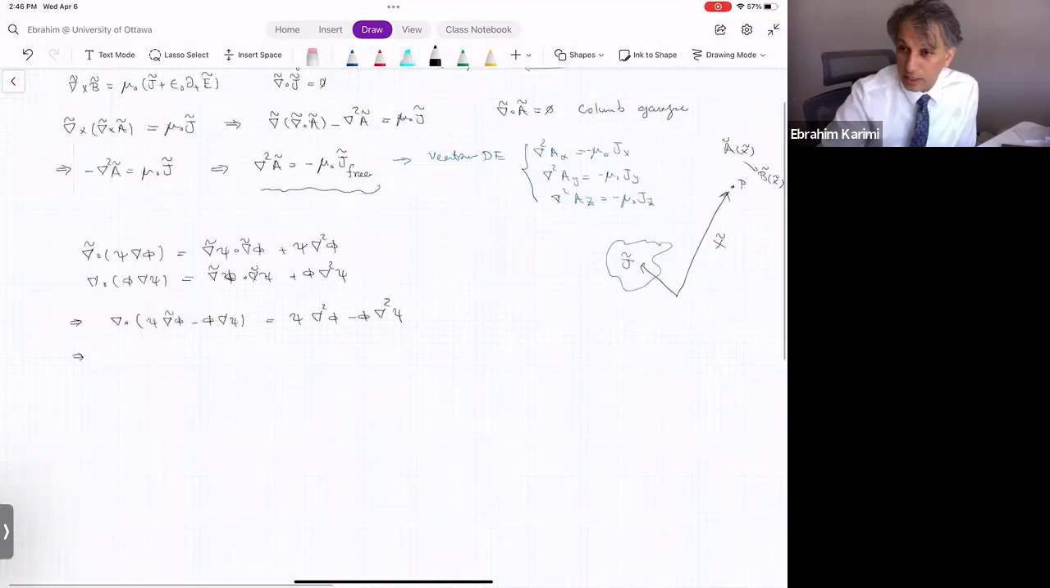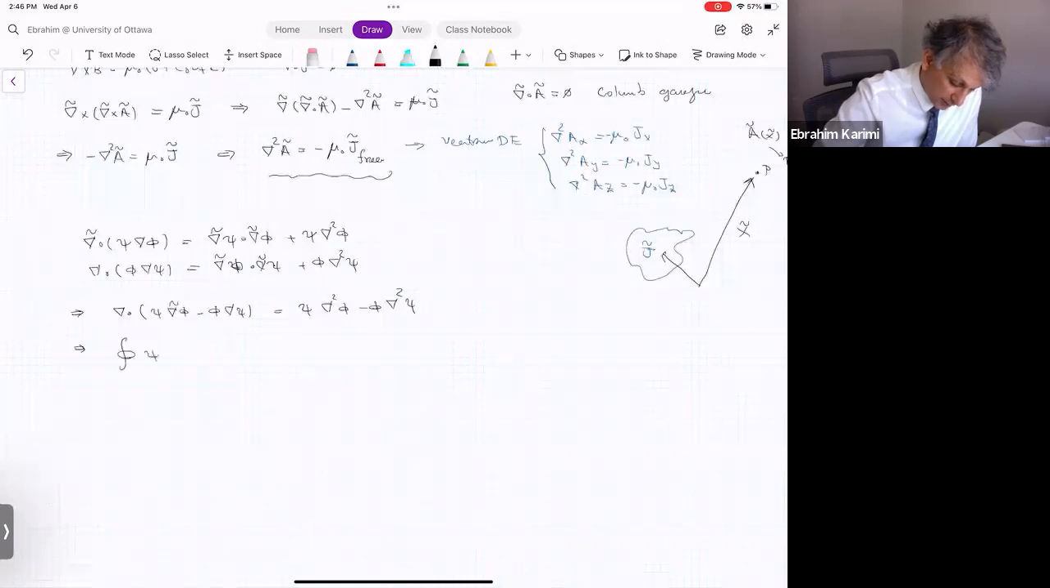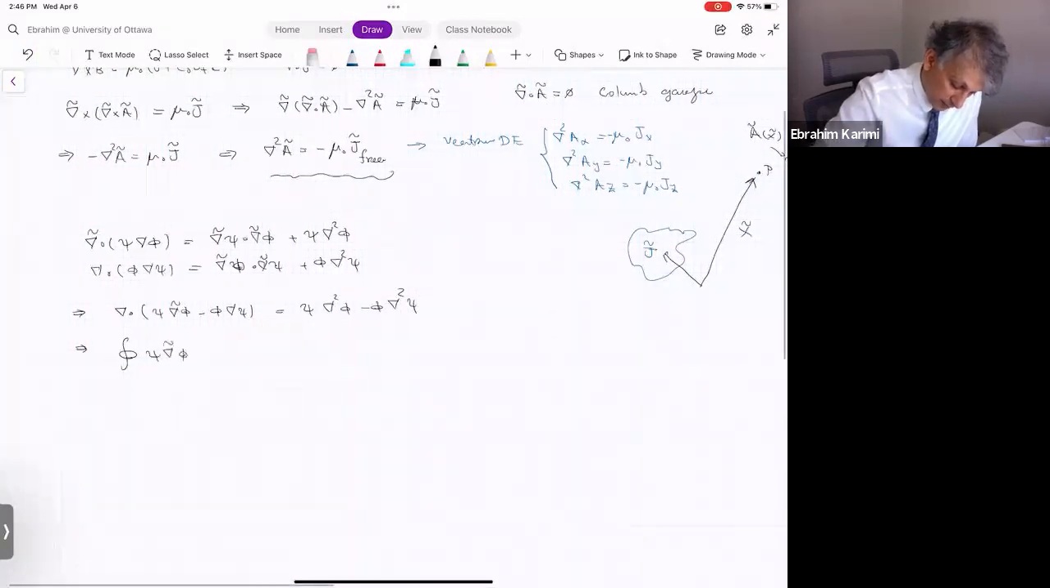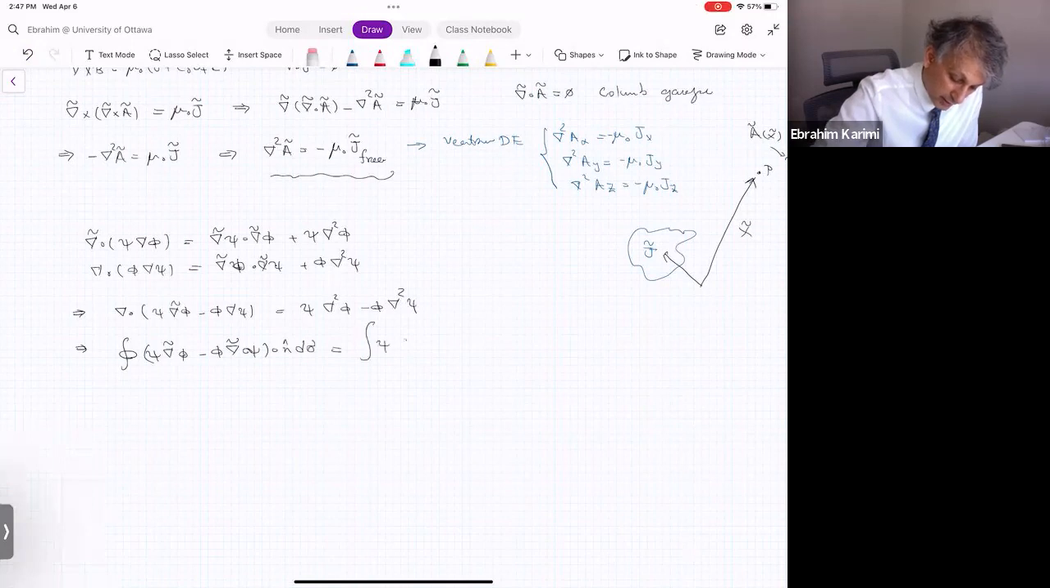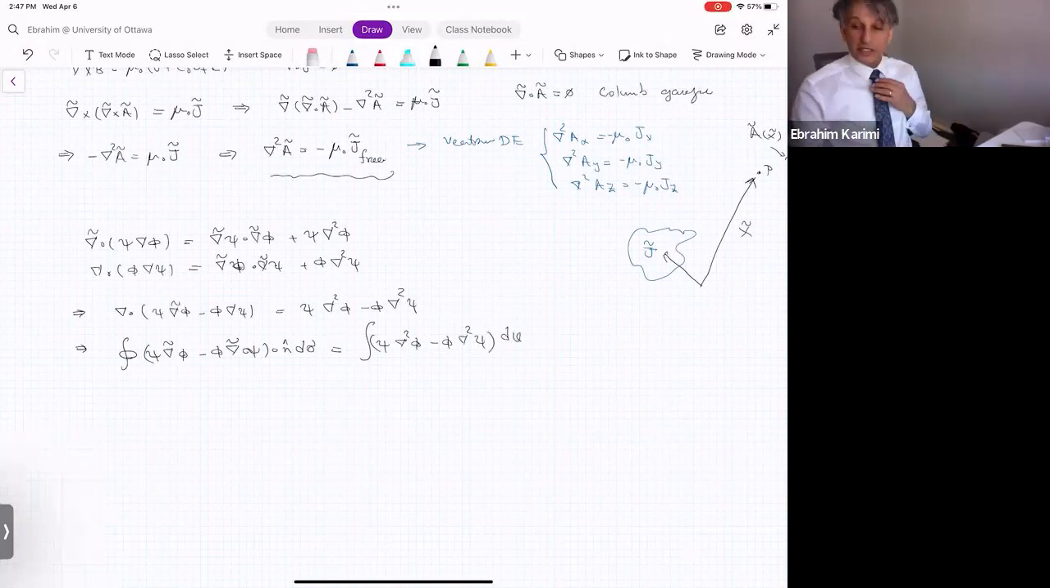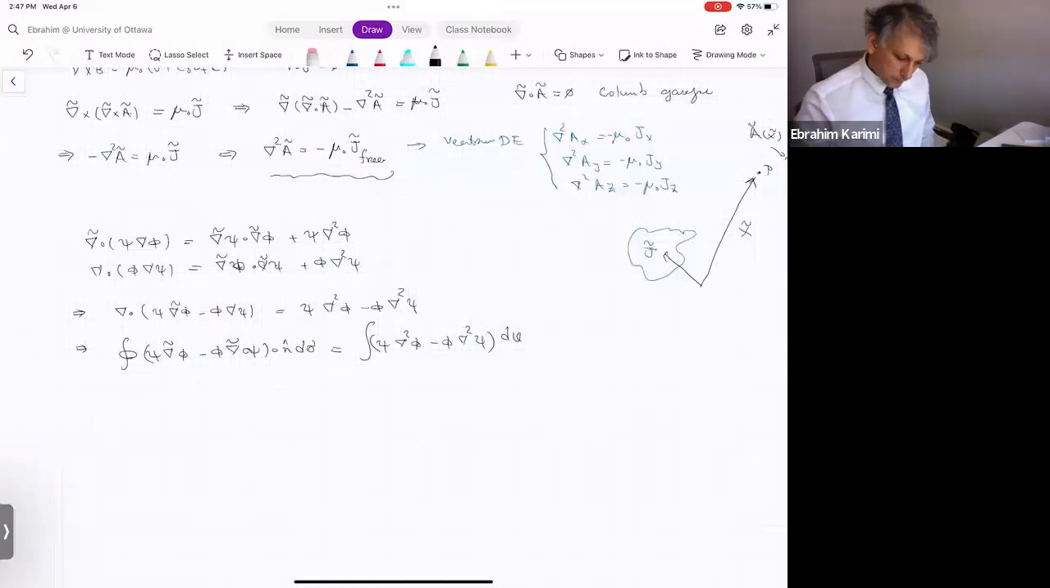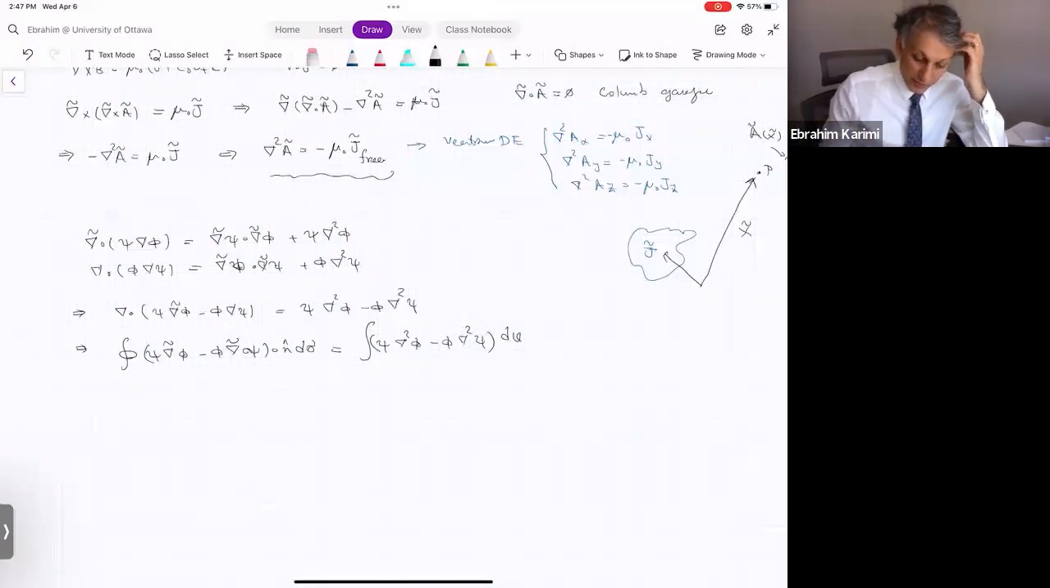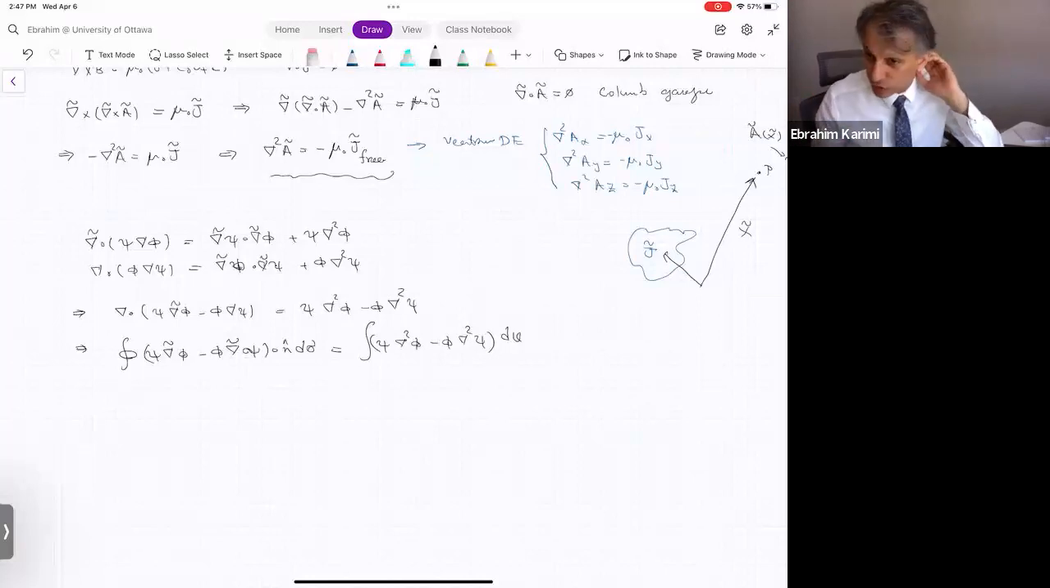Then we can do the integral over a volume and bring that to the surface, which gives us the integral of psi gradient of phi minus phi gradient of psi, dot n d sigma, equal to the integral of psi Laplacian of phi minus phi Laplacian of psi d volume. Okay, so that was the second Green identity that we obtained. And remember that here psi and phi are scalar quantities.